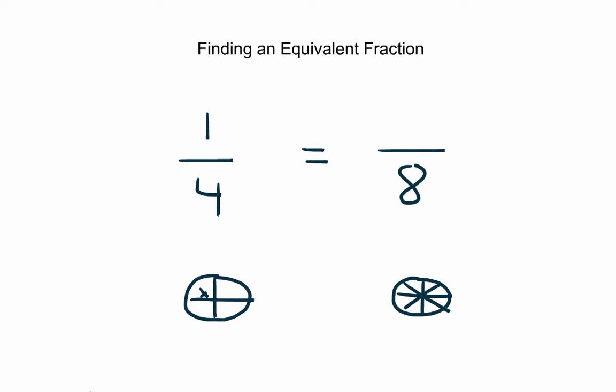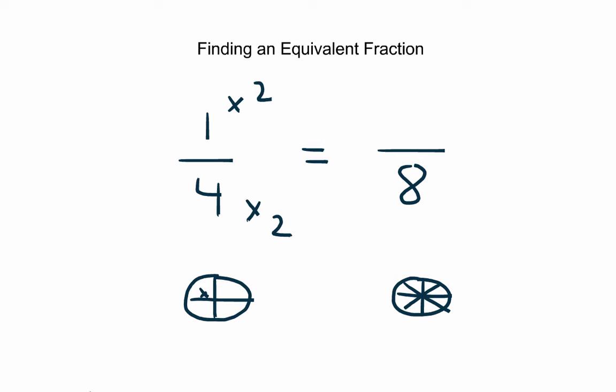Let's take a look. We have 1 out of 4 on the left-hand side of the page. What we need to do now is convert it to a fraction out of 8. We need to figure out what number to multiply 4 with to get 8. In this instance, we would multiply 4 with the number 2. Whatever you do to the bottom of the fraction, you need to make sure that you do the same thing to the top. If we multiply the bottom times 2, we need to multiply the top times 2.